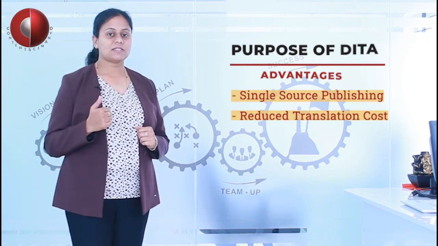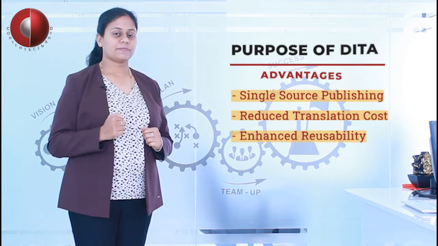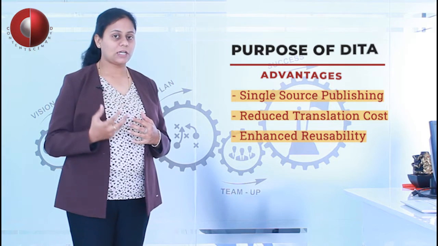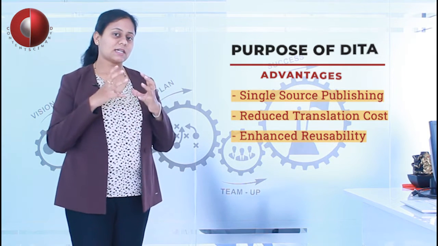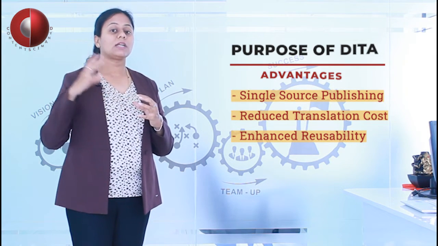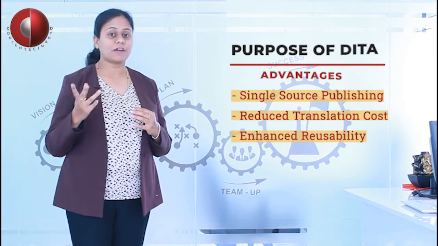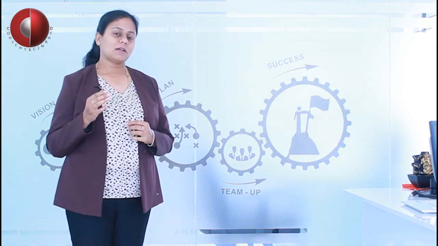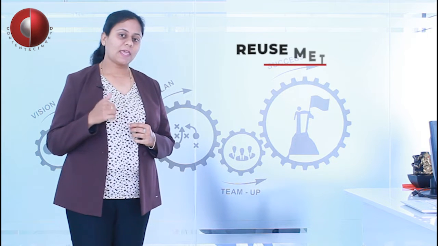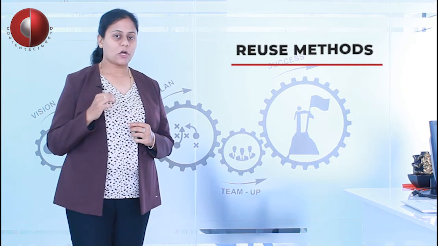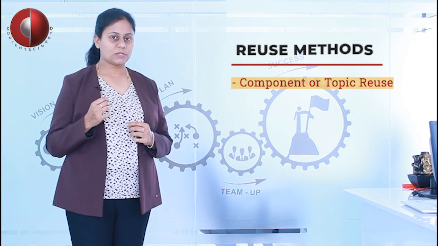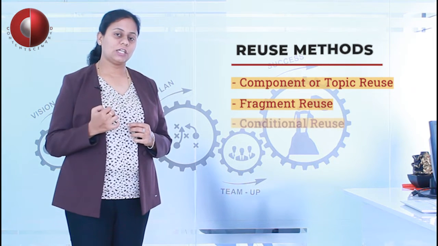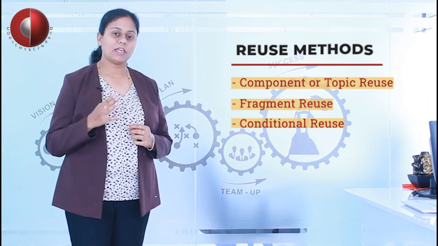The next one is content reuse. As everything is written in independent or standalone topics, this content can be reused in different locations or different contexts. So there are reuse methods. They are component or topic reuse, fragment reuse, conditional reuse, and the last, variable reuse.